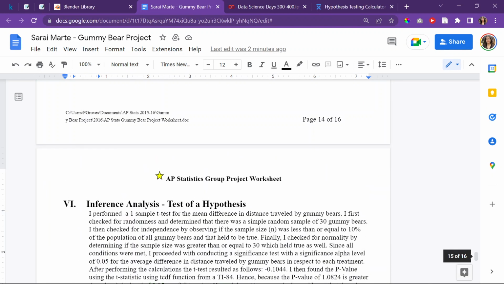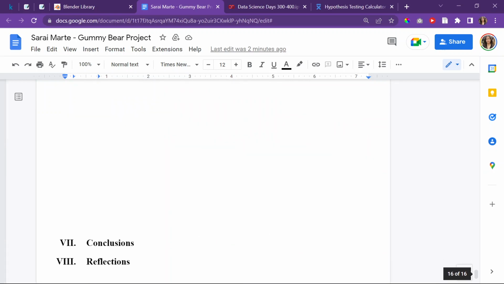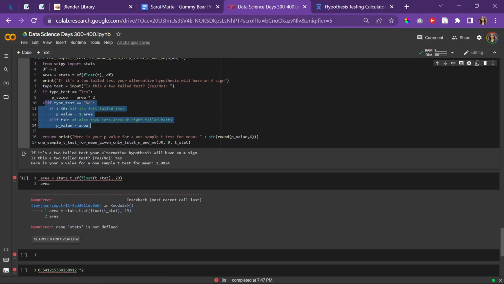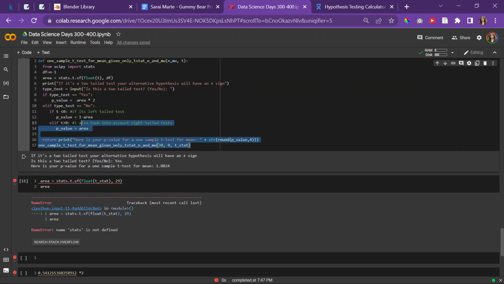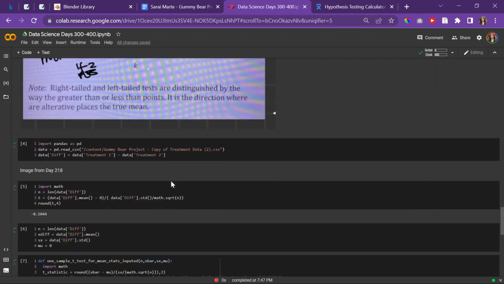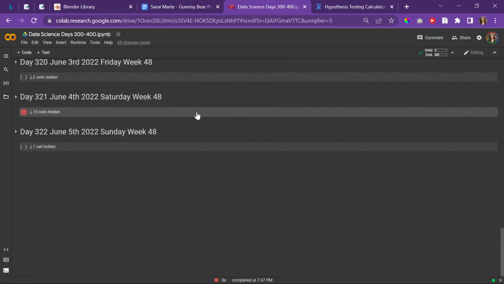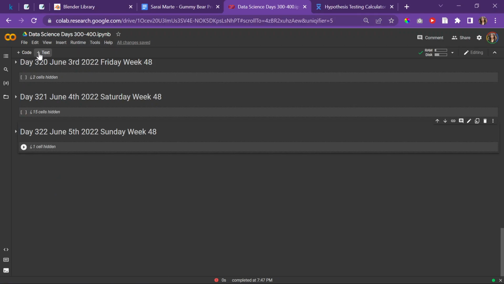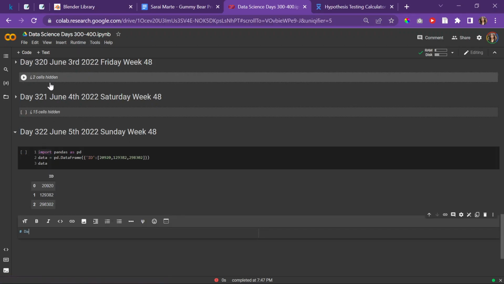So that's it for today. Next, I'll do conclusions and reflections, and then one thing I want to fix or look into is this over here. Okay, the Gummy Bear Project part is done. Now I'm just gonna do a little bit of exploration on this function. Oh, okay. What day is it? Day 323, June 6, 2022. Oh, it's Monday. Week 49.